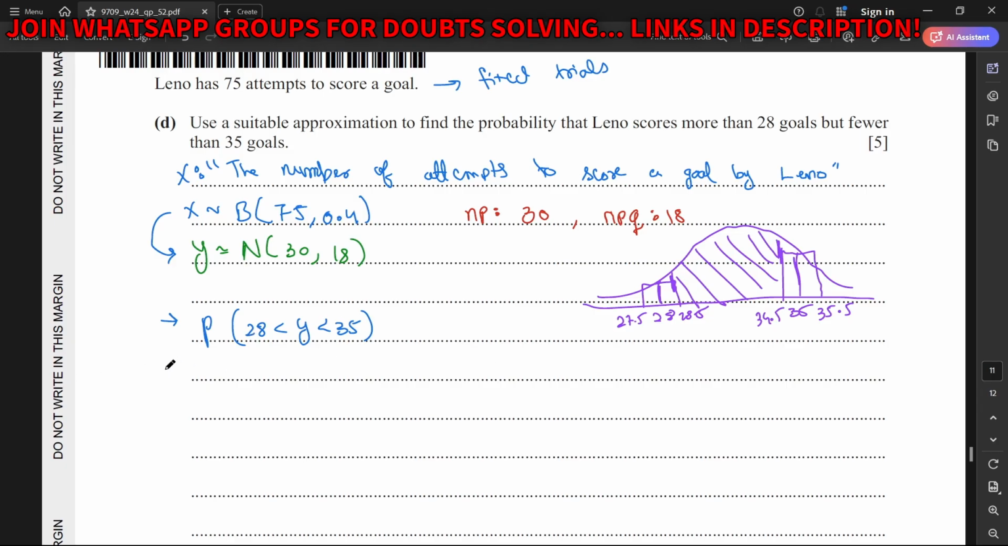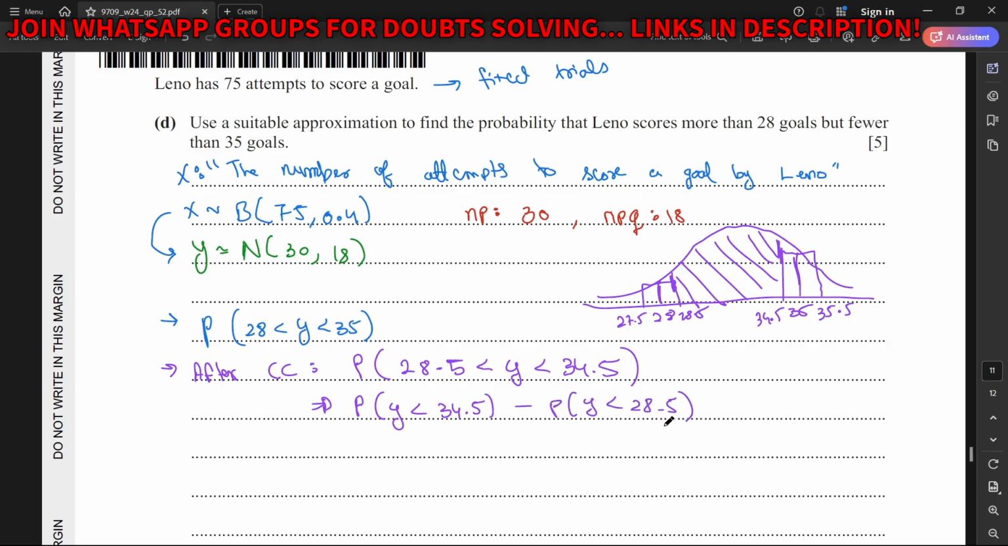And therefore, after continuity correction, we have to find probability of y in between 28.5 and 34.5. So this is same as writing probability of y less than 34.5 minus probability of y less than 28.5.